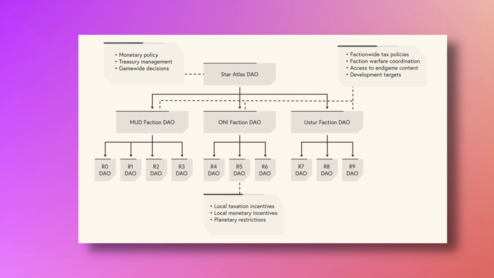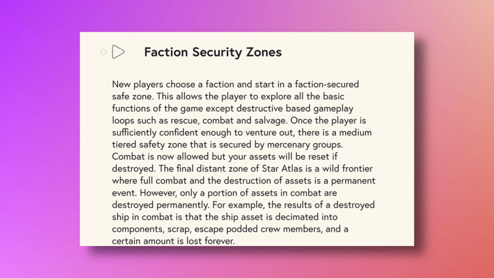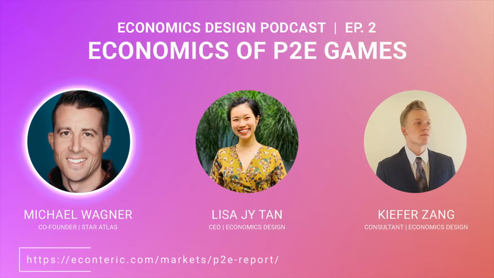Secondary to that is the concept of security zones throughout the universe, and everybody lands in a neutral zone, a safe space where they can learn how to navigate and play the game. The economic incentives in that zone are the lowest, naturally, because it's also a no risk zone.